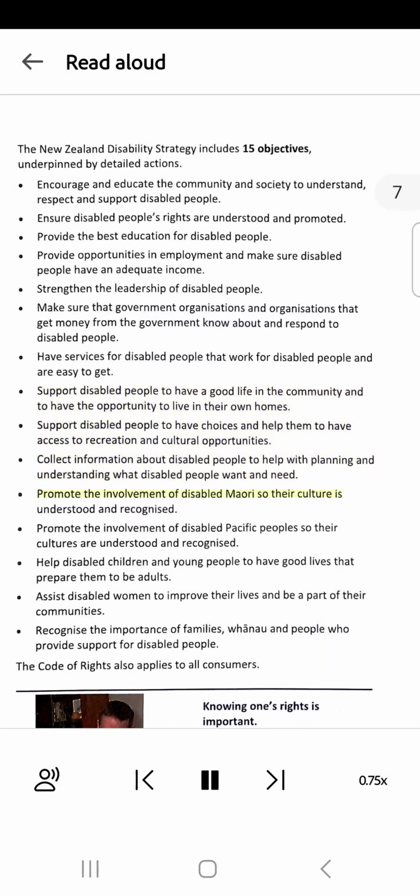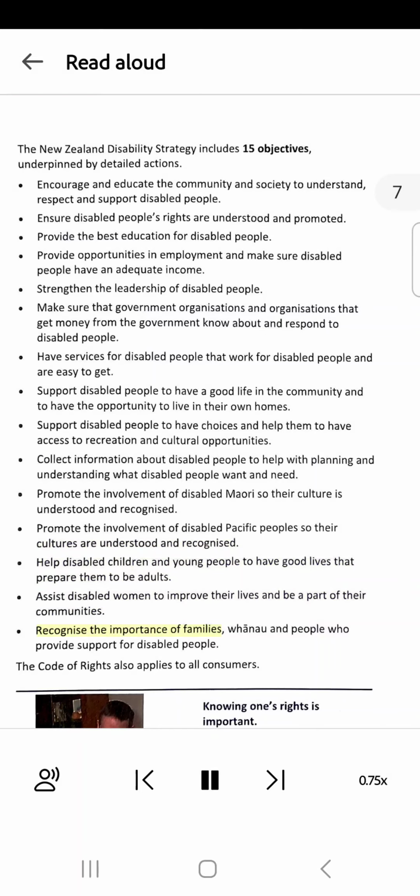Promote the involvement of disabled Maori so their culture is understood and recognized. Promote the involvement of disabled Pacific peoples so their cultures are understood and recognized. Help disabled children and young people to have good lives that prepare them to be adults. Assist disabled women to improve their lives and be a part of their communities.